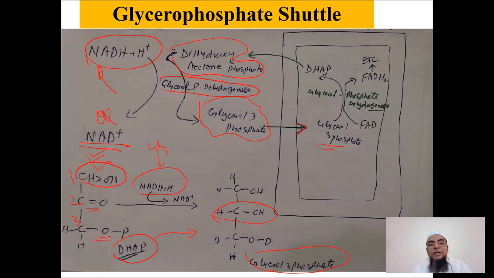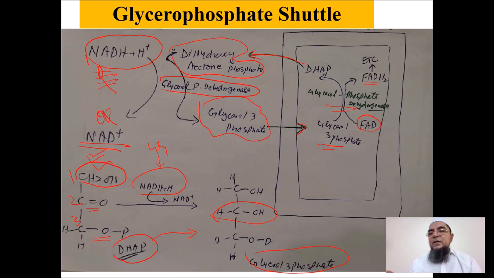So what will happen here? Now there is another trick. The outside donor in the cytoplasm is NAD. But this is the problem of this glycerophosphate shuttle, that its inside acceptor is FAD. So what will happen? This FAD will come and take 2 hydrogen from this glycerol 3 phosphate, and then it will be converted into FADH2, and then glycerol 3 phosphate will convert into dihydroxyacetone phosphate, and then it will come back, ready for the next cycle. The same enzyme, glycerol phosphate dehydrogenase, is here on the cytoplasm.